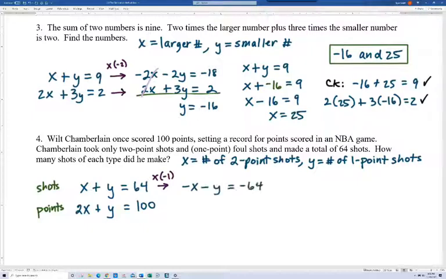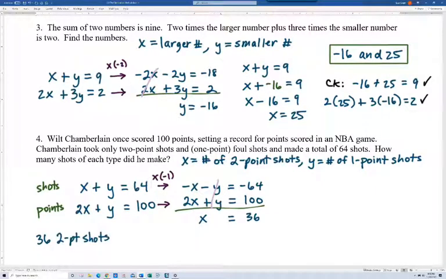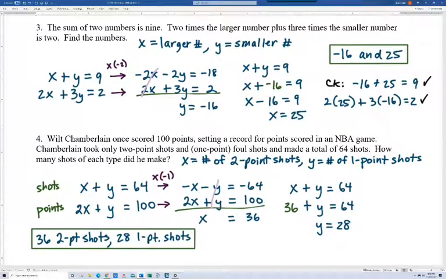We're going to get minus x minus y equals -64. And we'll just rewrite the second equation. When I add the equations together, I get x is equal to 36. And so there are 36 2-point shots. We know that x plus y is 64, so I can throw in 36 for x. And when you solve for y here, you get 28. So there's 28 1-point shots.